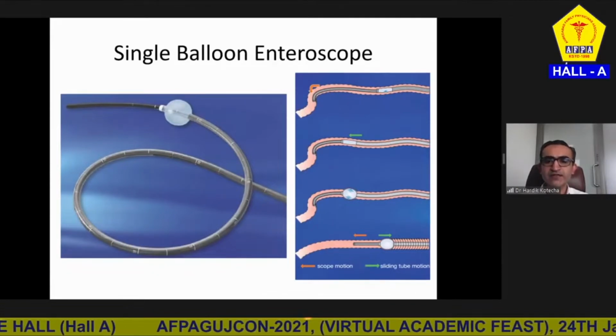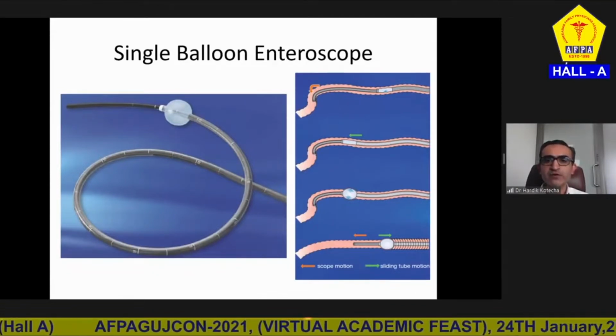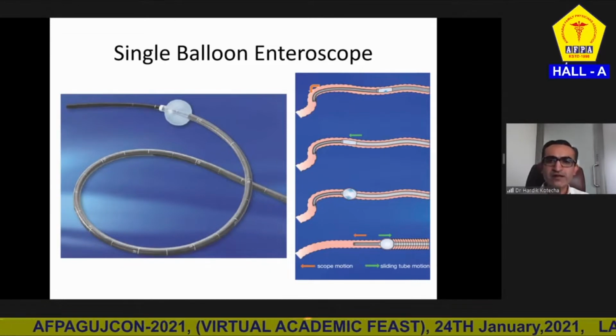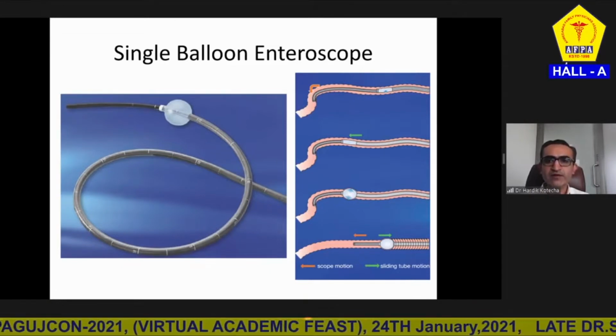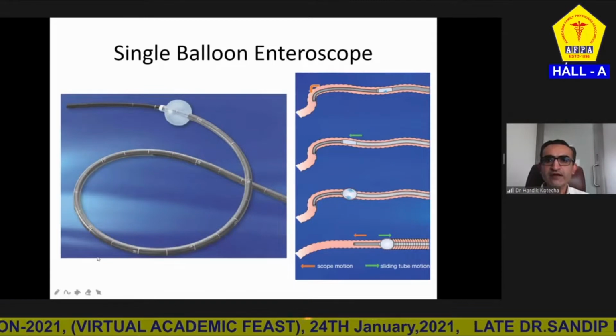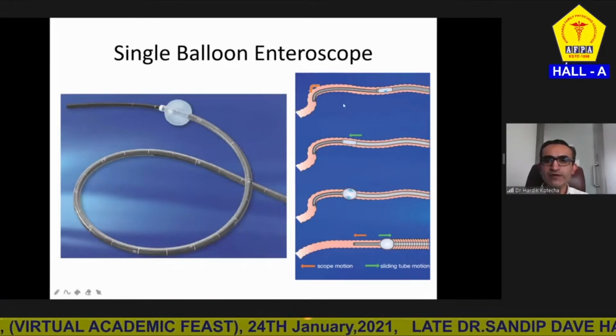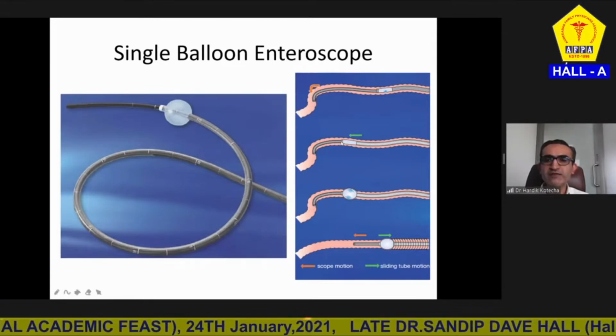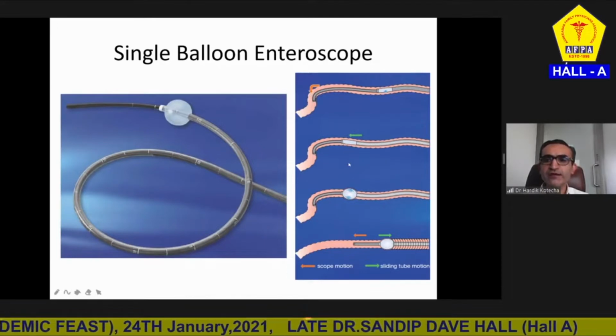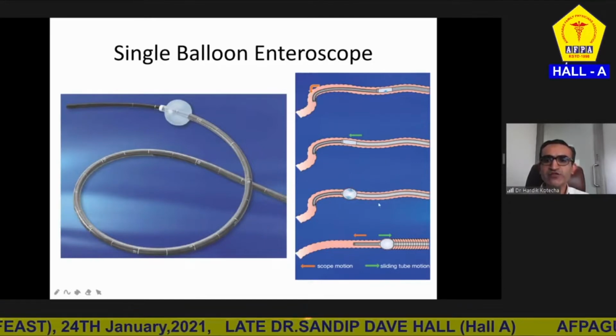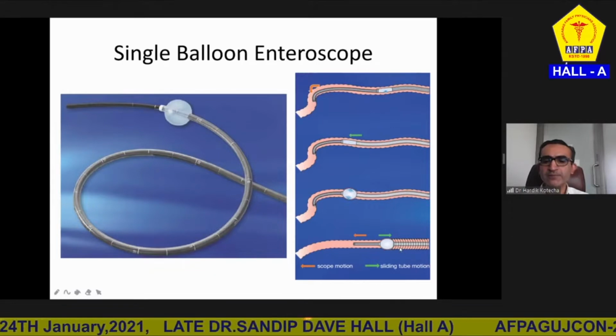It is a thin scope with an overtube which has a balloon at the tip of the endoscope. Once the endoscope is advanced in the small intestine up to a certain level, after that the overtube is pushed over it, and when the overtube reaches here, we inflate the balloon and withdraw the entire thing. So the small intestine is shortened and crumpled like a hosepipe.